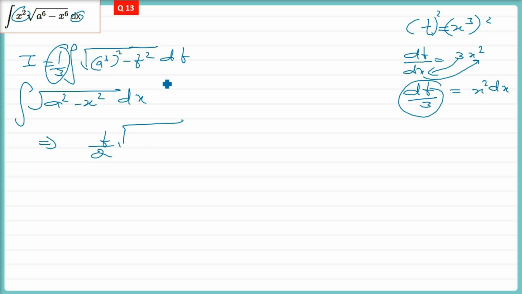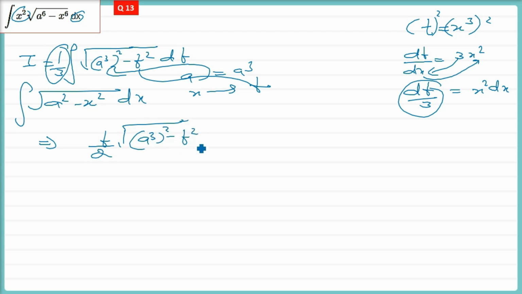What is a here? A is x cube. So x you are taking as t, a you are taking as x cube. A cube whole square minus t square. And then plus a square by 2. What is a? A cube. So a cube whole square by 2. And then sine inverse x by a, that is t by x cube.